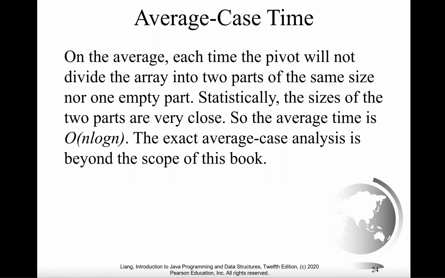Now, the worst case and the best case are not representative. The average case is what we're looking for. On average, each time the pivot will not divide the array into two parts of the same size, nor one empty part. Statistically, the sizes of the two parts are very close. So the average time is order of n log n. The exact average case analysis is beyond the scope of this book. But this is something assured. This is very good. This is why it's called quicksort.